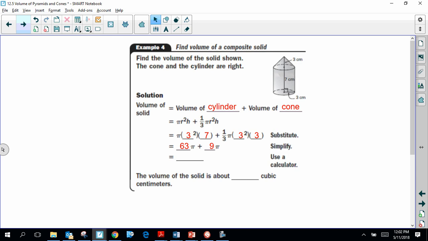cone. I always struggle so much keeping prisms, pyramids, cones, and cylinders straight when I'm trying to talk about them. So I apologize for stumbling over the cone there. But now those are like terms, 63 pi and 9 pi. We can add those together. So the exact answer would be 72 pi cubic centimeters, and the approximate value would be about 226.2 cubic centimeters.